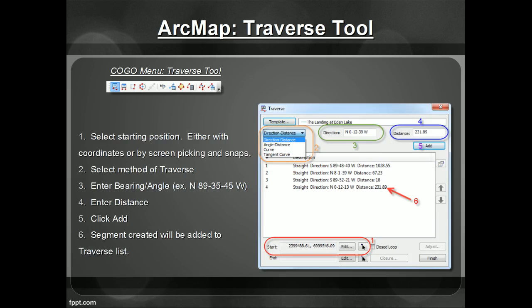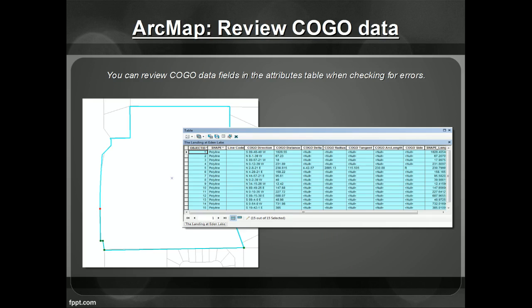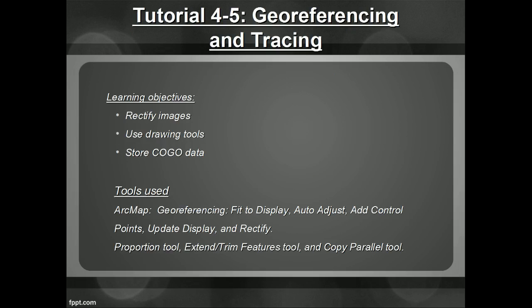Here's just a summary of those steps, and the result will be that subdivision boundary, and you could always go to the attribute table of that layer and double check those COGO data fields. Especially if you think you have some errors or there's some inconsistencies, you could always double check those fields and see if you can find anything.